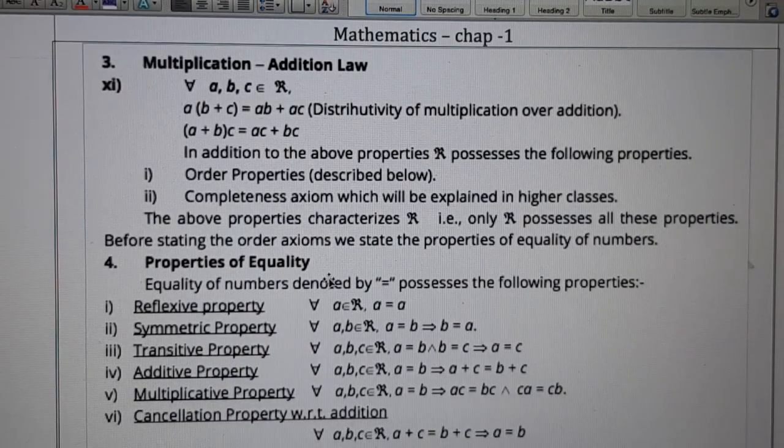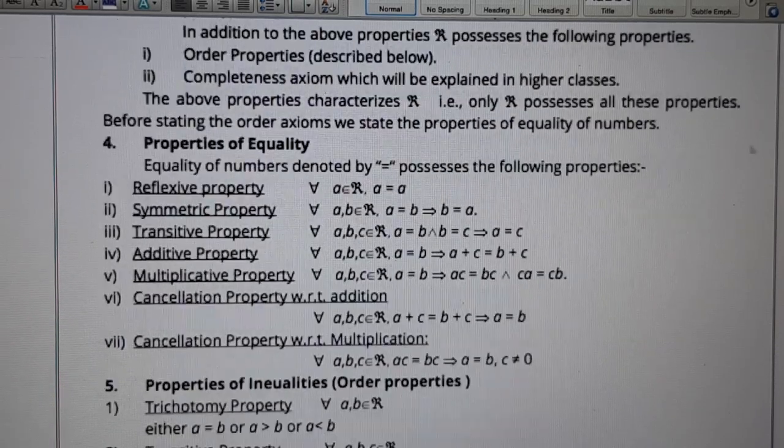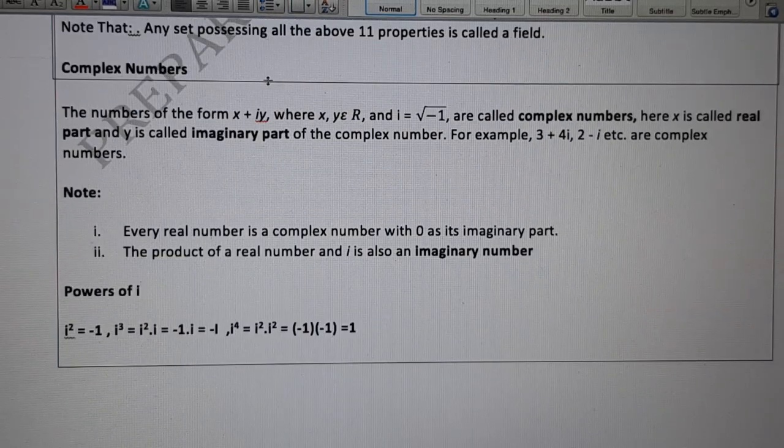We have properties of equality, then we have the concept of complex numbers, that is, numbers of the form x plus iota y, where x and y are real, while iota is square root of minus 1. They are complex numbers, where x is the real part and y is called the imaginary part of the complex number. Like 3 plus 4 iota, we have 3 as the real part and 4 as the imaginary part.